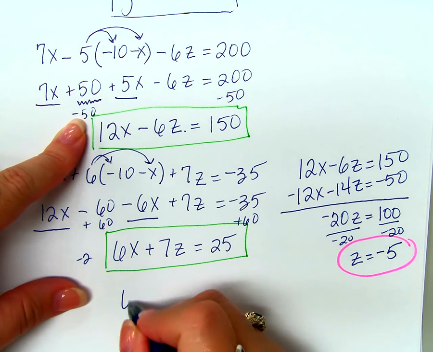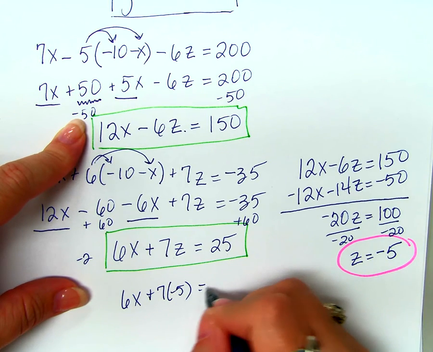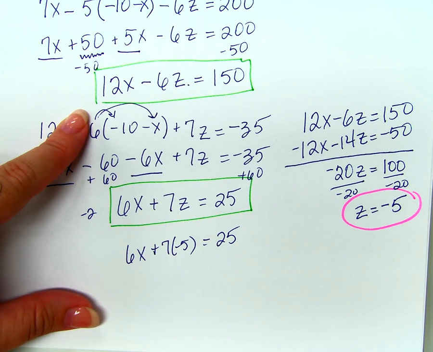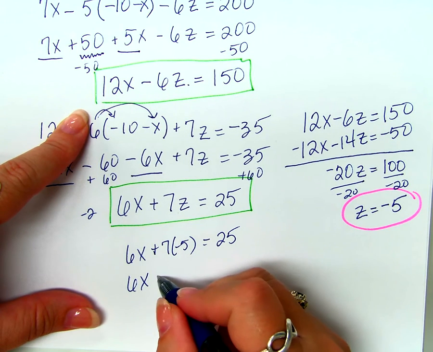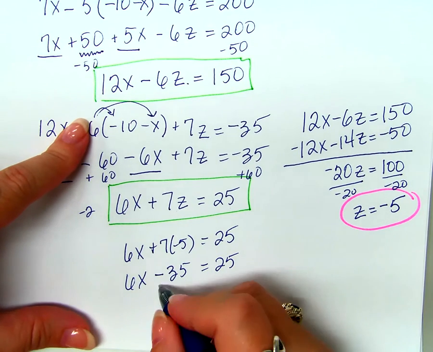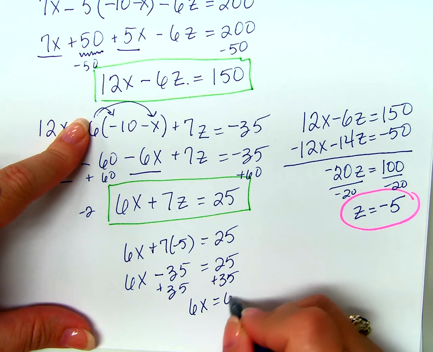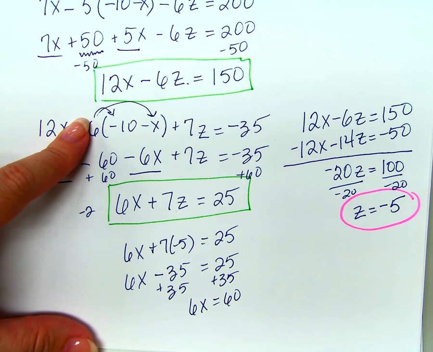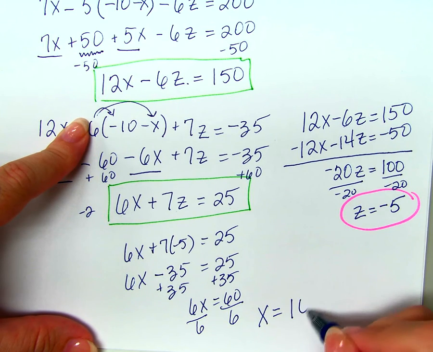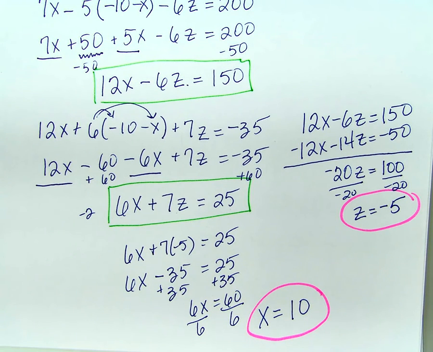Okay? So 6x plus 7 times negative 5 equals 25. Well, 7 times negative 5 is? So 6x minus 35 equals 25. So if I add 35 to both sides, 6x equals 60. X equals 10. We're getting closer. I got 2 of them.